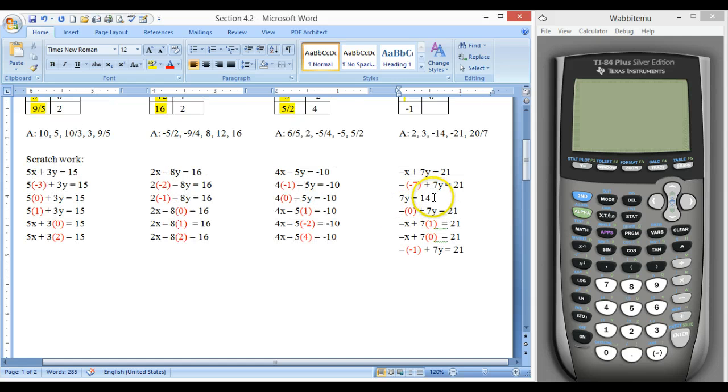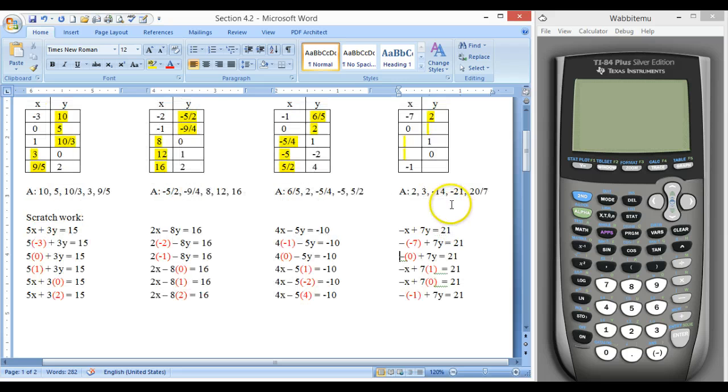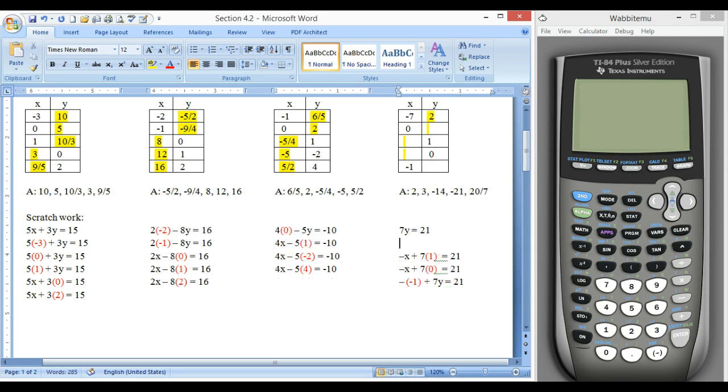Are we there? Good. Okay, now the next one, my favorite is 0. You can just ignore this. And now I have 7y equals 21. Divide both sides by 7 gives me y equals 3.